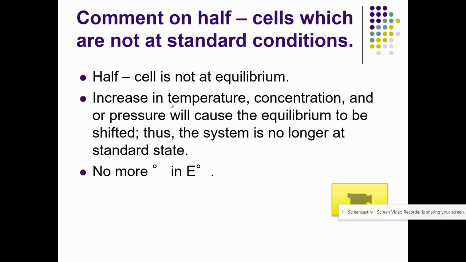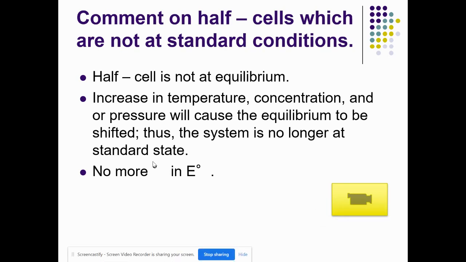Right? A comment about half cells which are not at standard conditions. So a half cell is not at equilibrium. If the battery is discharged, that is at equilibrium. An increase in temperature, concentration, or pressure will cause the equilibrium to be shifted. Thus, the system can no longer be at standard state. So you no longer have that little dot, and so it's no longer standard electrode potentials. All right. So we must be at standard potentials for our voltage readings to be true.